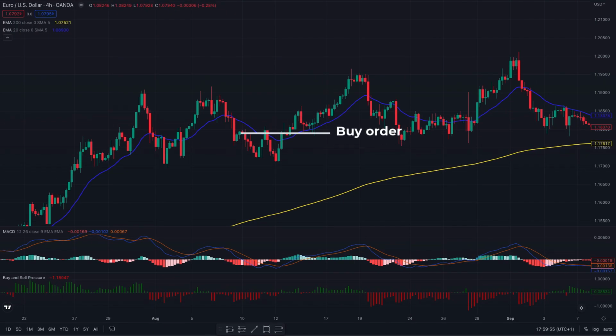Finally, we place a buy order at the close of the candle. Then, we can place a stop loss order at the previous low. The take profit order will be set at 2 times the risk.